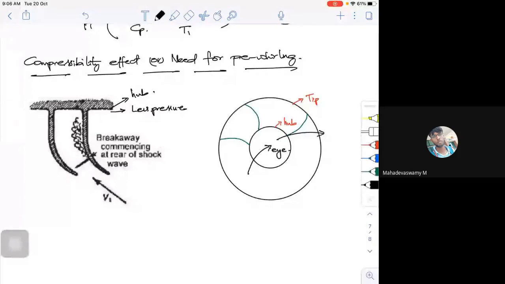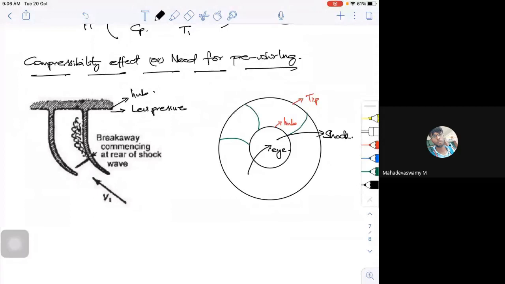What will happen if there is a shock? If there is a shock, there is a dissipation of energy. That means there is no proper transition of energy, no proper conversion of energy. So that will lead to a greater power requirement, whatever it may be.